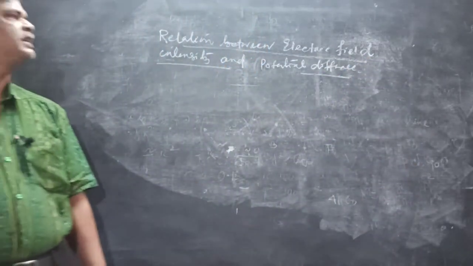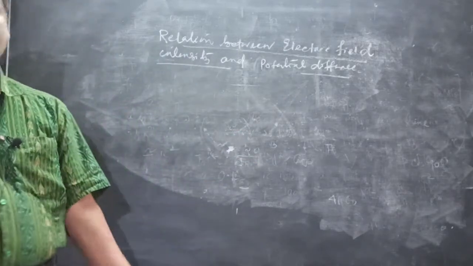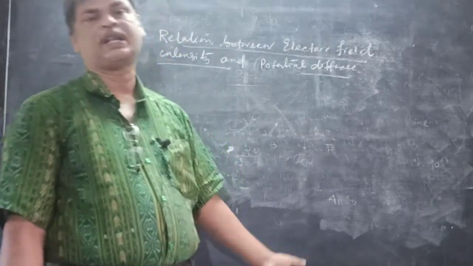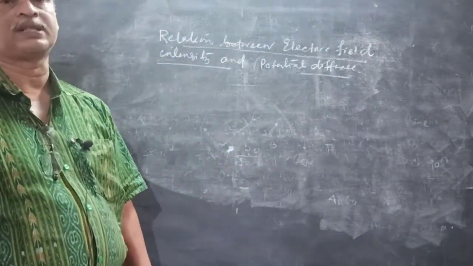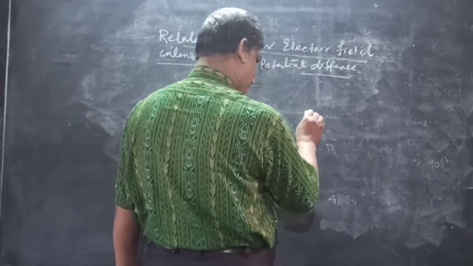What is the electric field intensity? The relation between the electric field intensity and the electric potential at a point, or the potential difference between 2 points in an electric field. How can you find out the relation? Now we consider a test charge here. Suppose this is a charge.